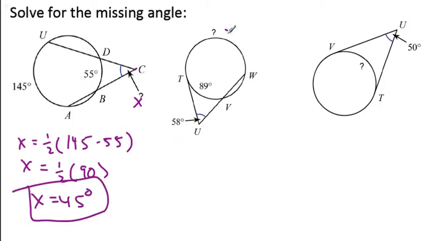I don't know what this is out here. I'm going to put a little x. Here we have a tangent and a secant line. All right, it's the same theorem. It's hard to screw this up. So 58, the angle on the outside, 58 is going to equal 1/2 the difference.